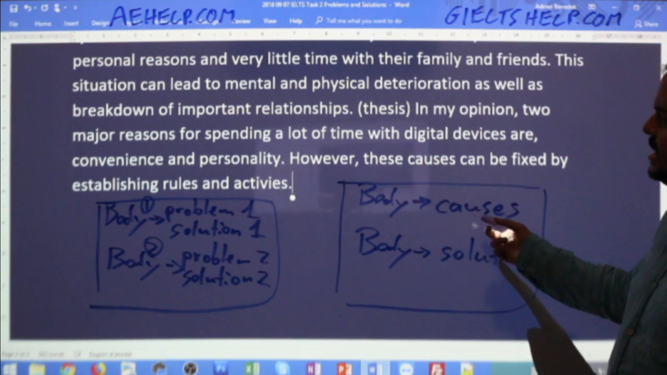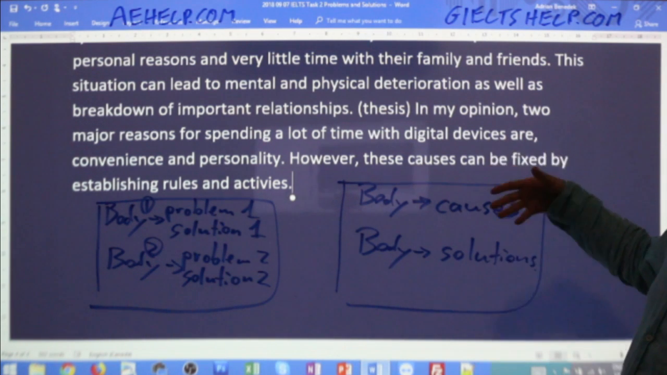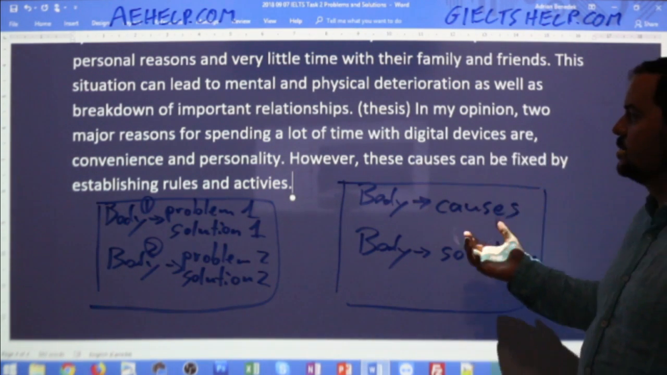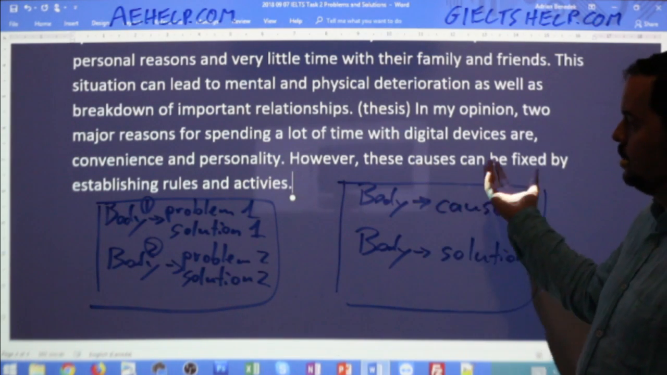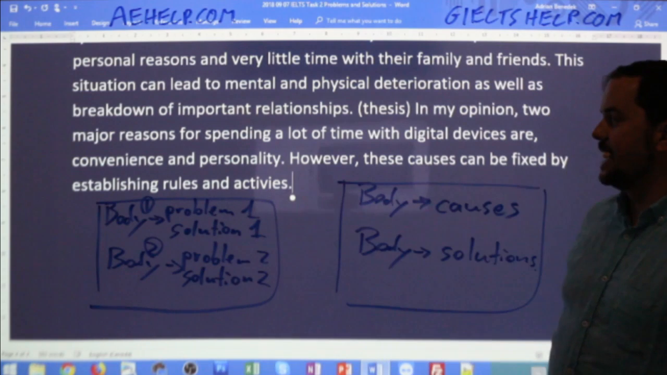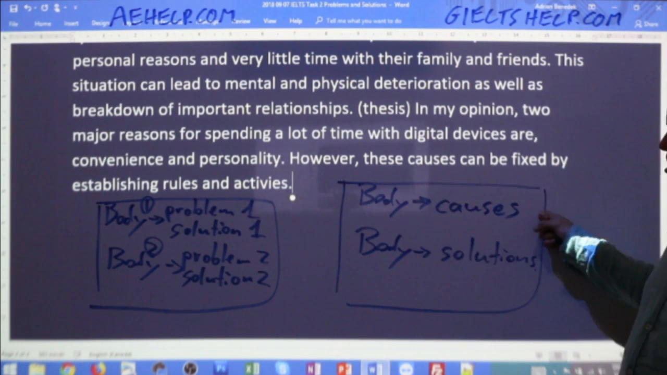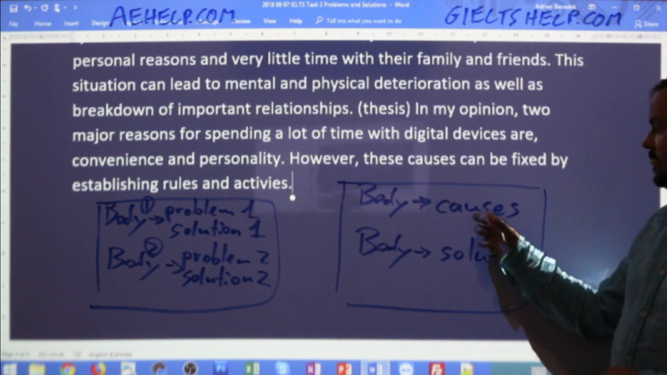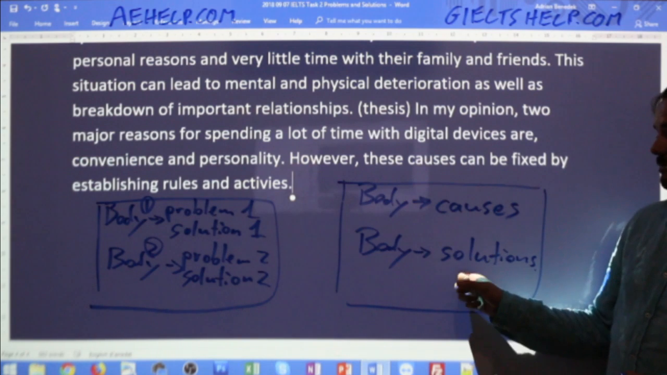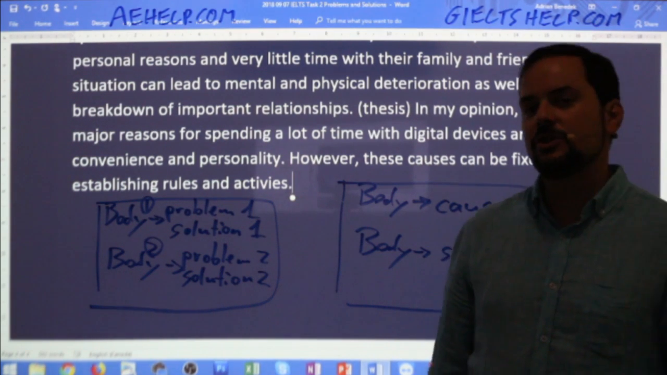But in this case, the problem of convenience, or the cause of convenience and personality, is not so directly related to the solution of restricting usage or rules and creating activities. So in this case, it makes more sense to write body paragraph 1 about the causes, and then body paragraph 2 about the solutions. It's a more clear way to approach this essay.